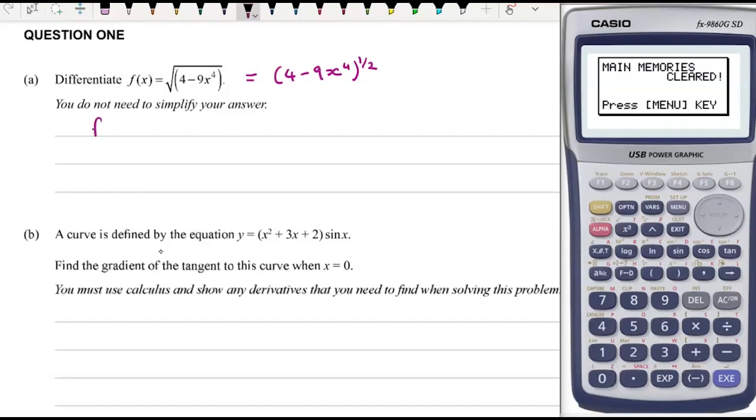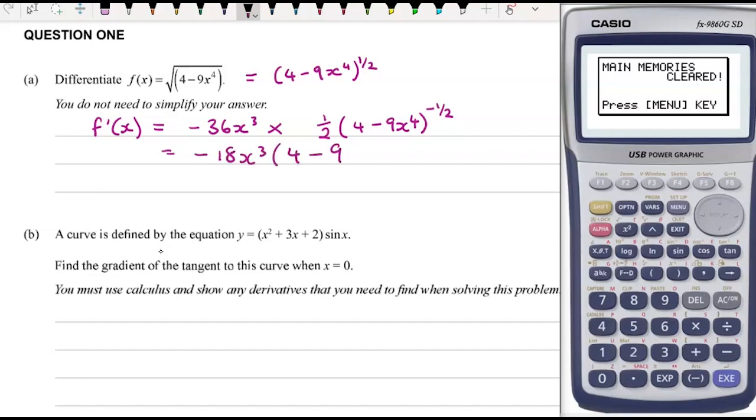So if we're doing chain rule on this, we differentiate the inside and times it by the derivative of the outside. So if we differentiate the inside, this bit just here, then we're going to get a minus 36x cubed times by the derivative of the outside, which is a half, and then reduce the power by 1 is minus a half here, and the inside remains the same. You can leave it like that if you wanted to simplify, then we'll half times the 36 will be an 18, and it will look like this.